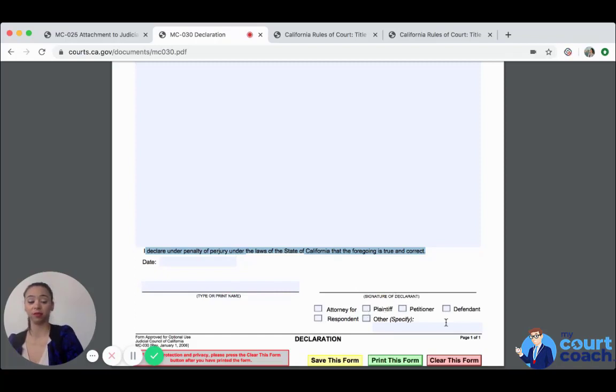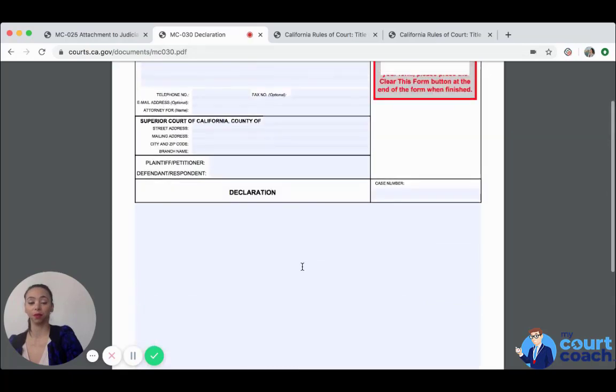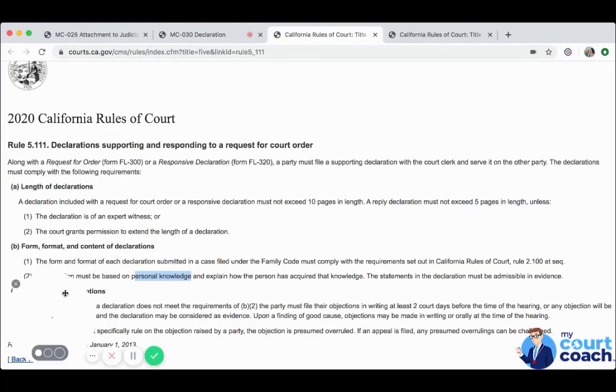Plaintiffs and defendants are not parties in a family law matter. Only petitioners and respondents are. Or even if it's a witness on your behalf, then they would write their name here, and they would write that they're a witness or an expert witness. So that is how you would complete the declaration.